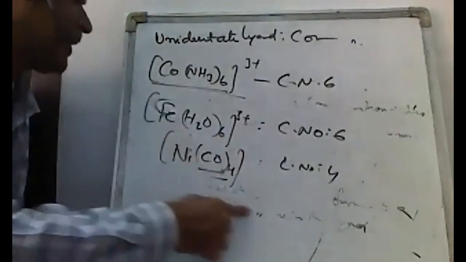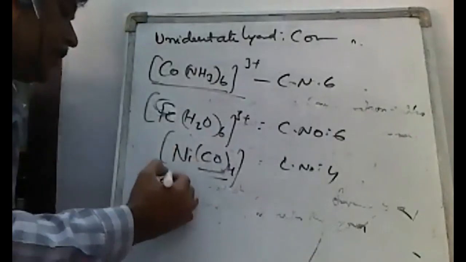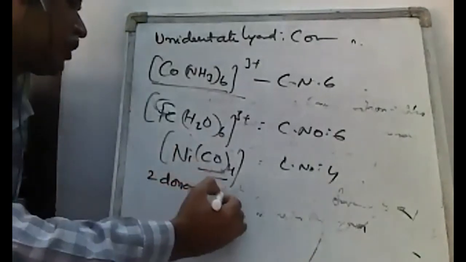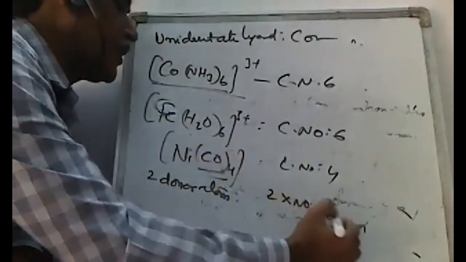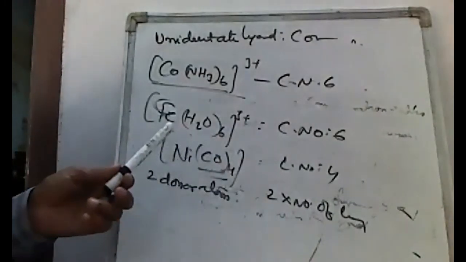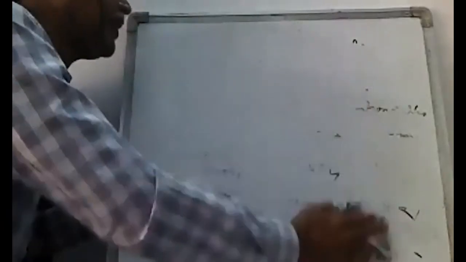If bidentate ligands are there, bidentate ligands have how many donor atoms? Two donor atoms. That's why the coordination number is twice the number of ligands. You see, the coordination number is the number of coordinate covalent bonds formed by a metal with the ligands.